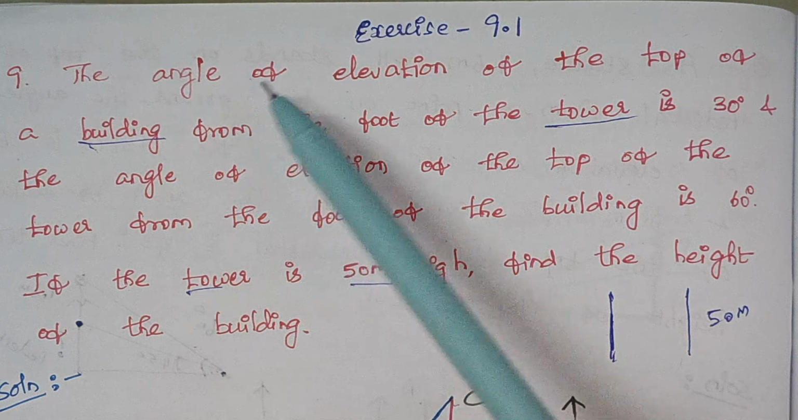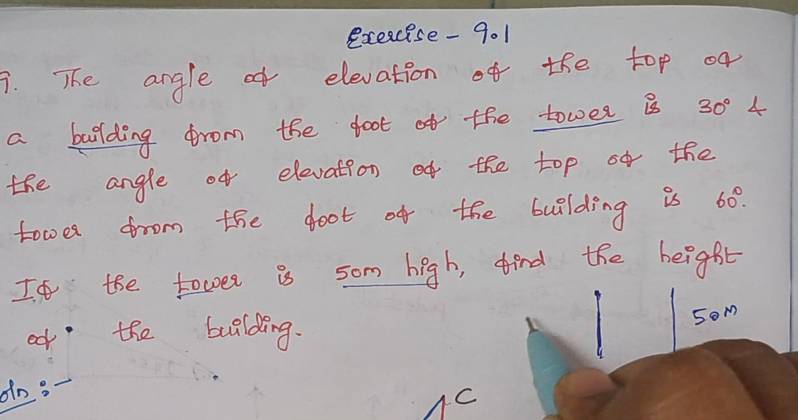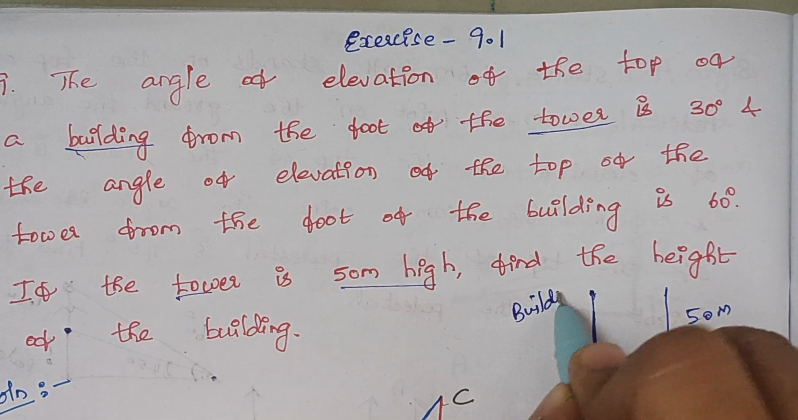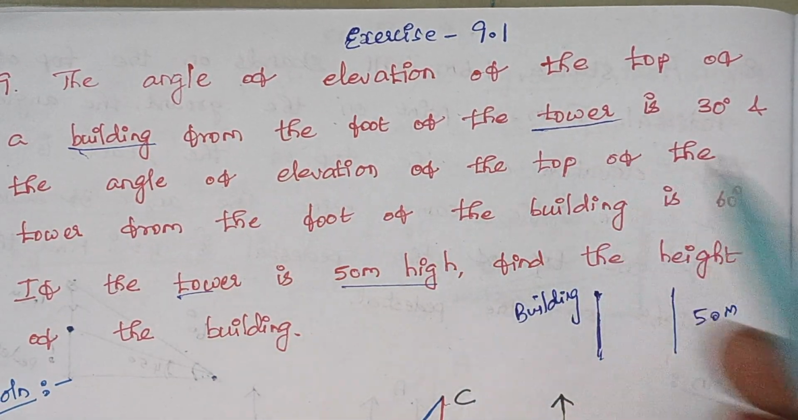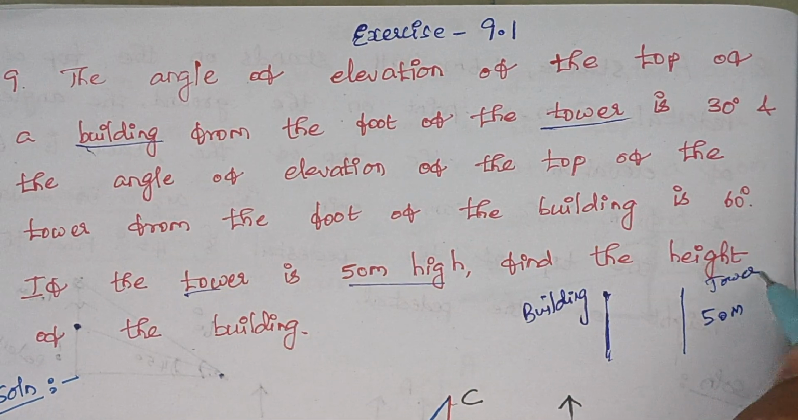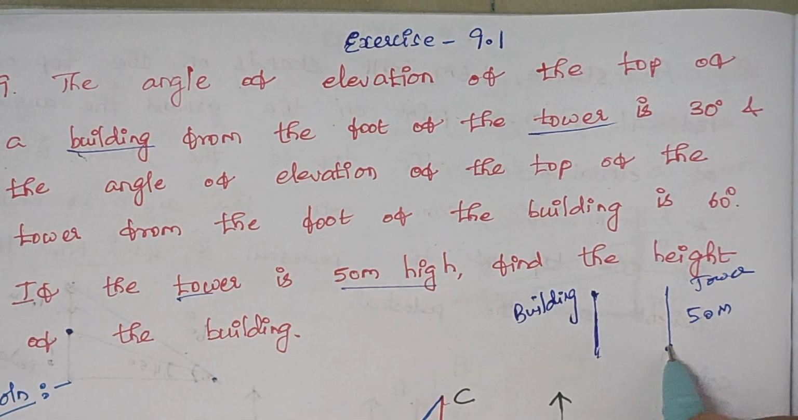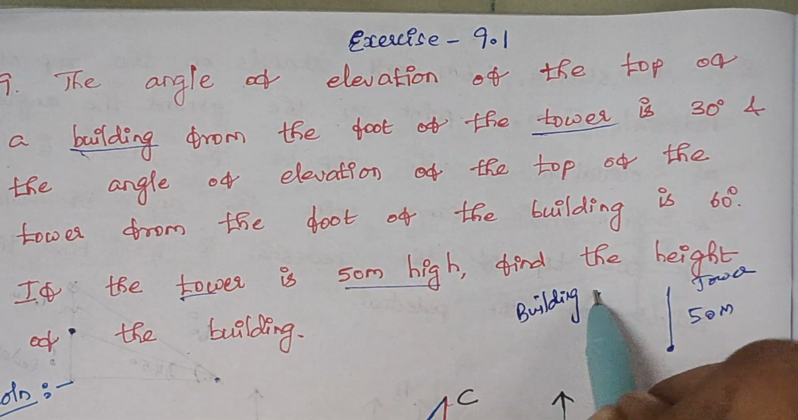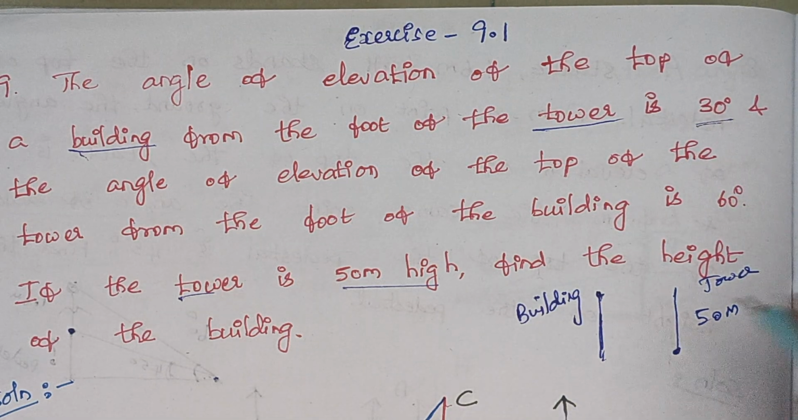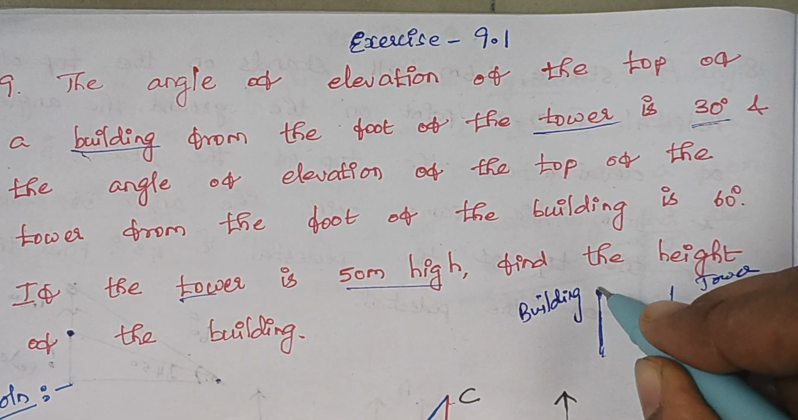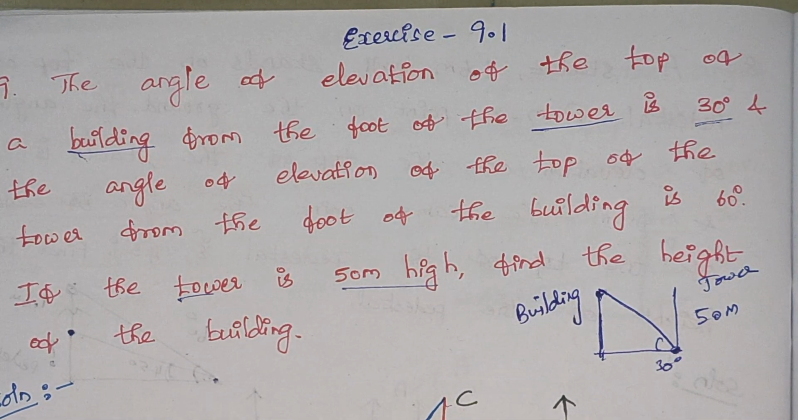And the angle of elevation of the top of the building. This is the top of the building. So the angle of elevation of the top of the building from the foot of the tower. This is your tower and this is the foot of the tower. From the foot of the tower, the angle of elevation of the top of the building is 30 degrees. So here the angle is 30 degrees.